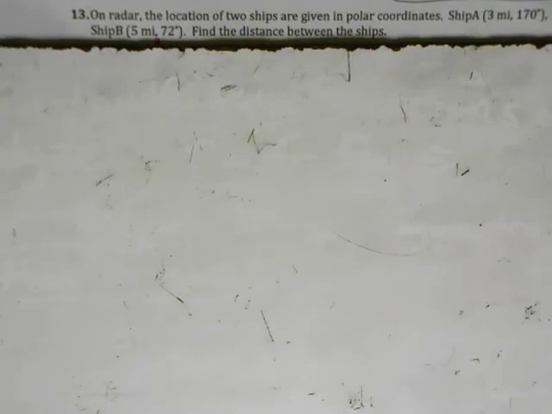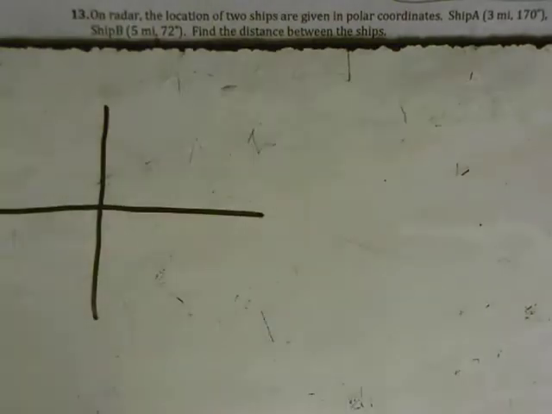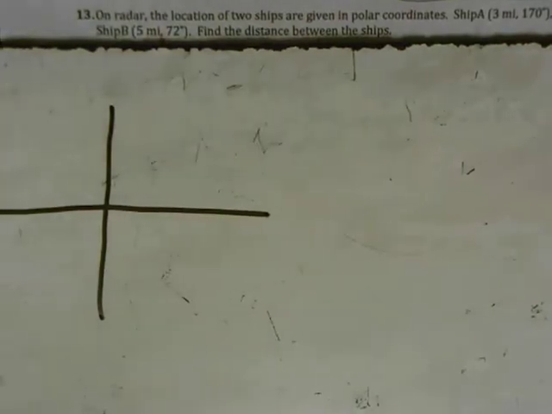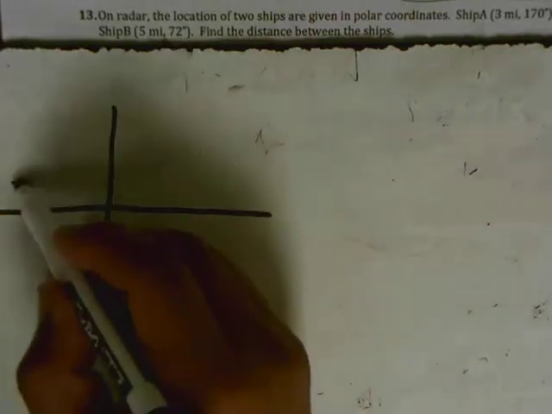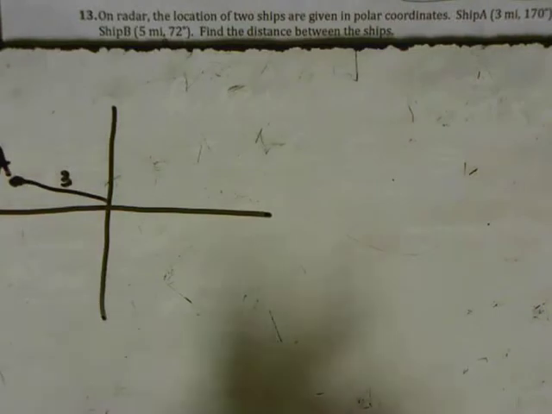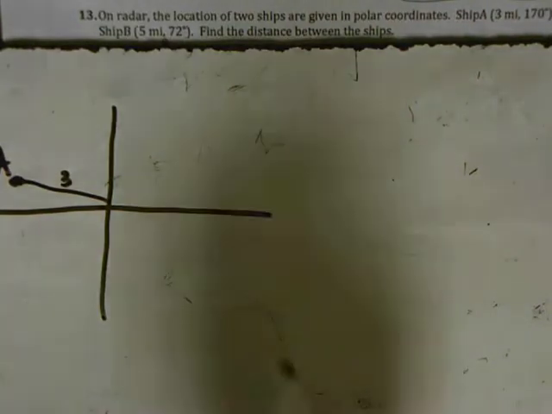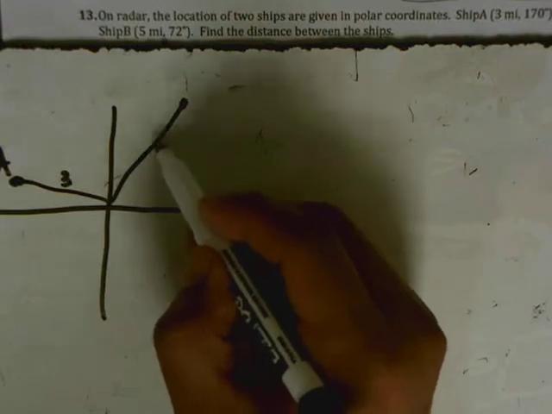So we got the exact same problem. We're going to approach this in another way, using another method that doesn't involve the distance formula. And both of these methods work just fine. And once we're done with this example and you've mastered both ways, you can decide for yourself which works better for you. So I have ship A, which is, again, a radius of 3 and 170 degrees. Okay, so this is A. I have ship B, which is a radius of 5 and 72 degrees, so that's approximately here.